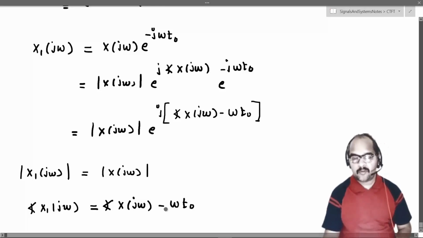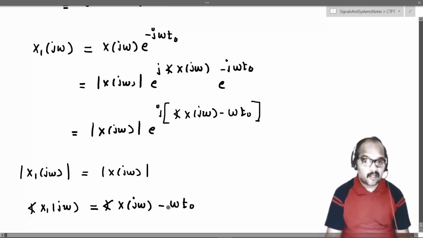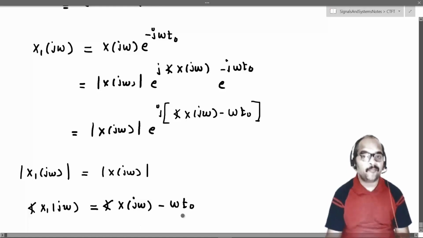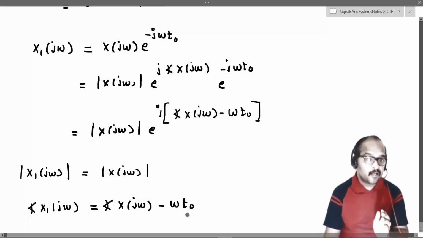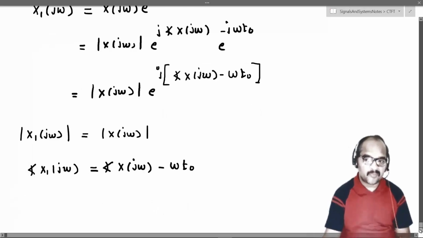Okay, so what did you observe? If you shift the signal, what happens to its Fourier transform? The magnitude of the Fourier transform is not going to change, correct? But what will change is the phase of the Fourier transform. The phase of the Fourier transform will change to the actual phase minus omega t naught. Okay, that we will write down.